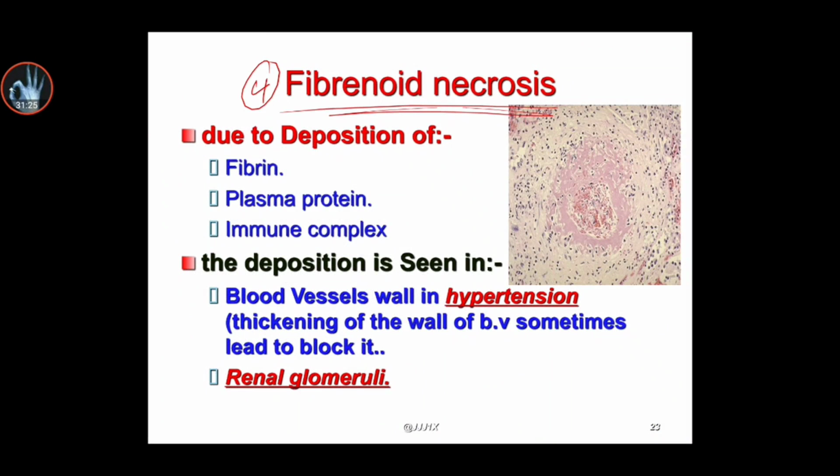Fibrinoid necrosis occurs due to the deposition of fibrin, plasma protein, and immune complex (MCQs). So as the fibrinoid necrosis occurs due to these, one of them is fibrin. You will choose fibrin or plasma proteins or immune complex.